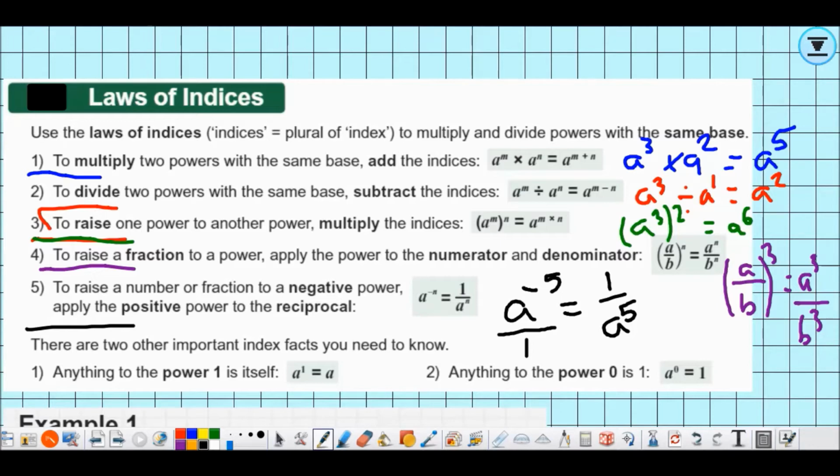Okay, as it says down the bottom, there are two more important things. A to the power of 1 is just itself. So if we did 3 to the power of 1, for instance, that's going to equal 3. And if we did 3 to the power of 0, anything raised to the 0 power will equal 1. Okay, it doesn't matter what value it is. It can be a to the power of 0, like it shows in the example. A to the power of 0 equals 1. 3 to the power of 0 equals 1. So anything to the power of 0, doesn't matter what the base is, is going to equal 1.